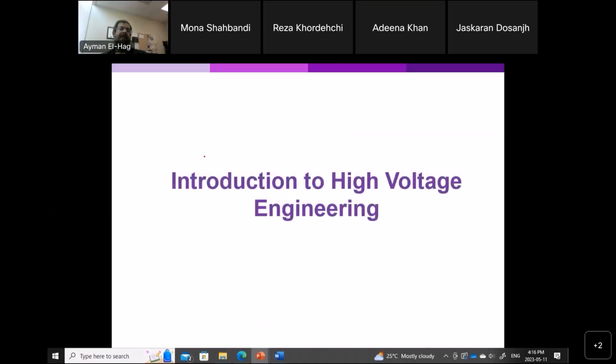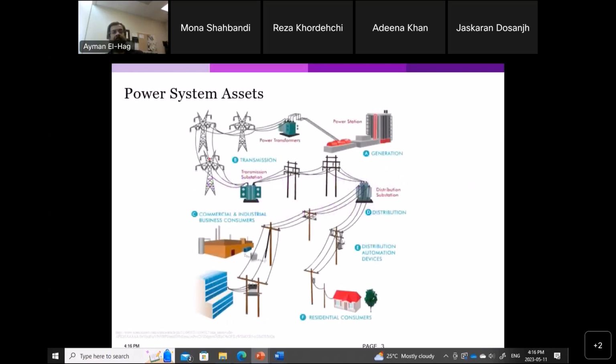So this is basically an introduction to high voltage engineering, and I'd like to start from the power system. Power system starting from the generation to the transmission to the distribution to the load. Some of you are working in these areas.